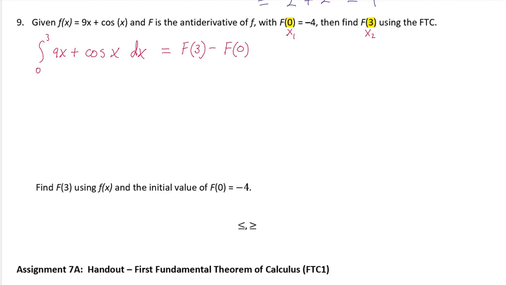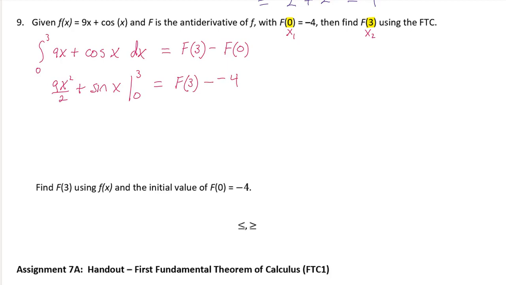And so that's exactly what I'm doing here. I'm still going to find the antiderivative on the left. That's going to be 9x squared over 2 plus sine of x. We're going to evaluate that from 0 to 3. And on the right-hand side, we don't know what F of 3 is. We're going to find that in just a minute here. And we're going to subtract F of 0, which is negative 4.